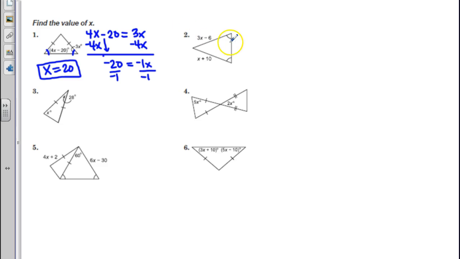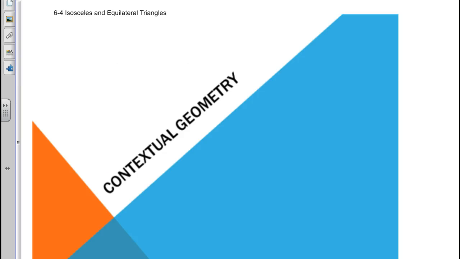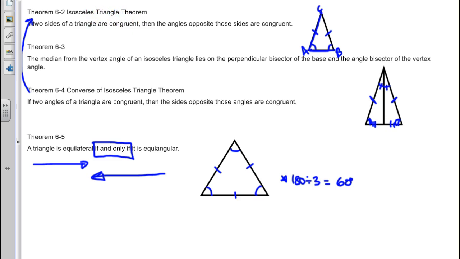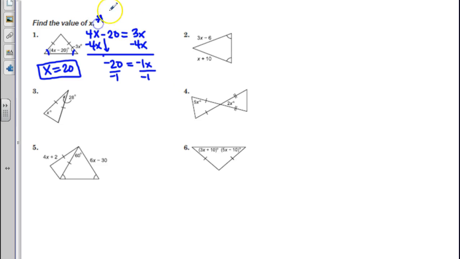All right, so let's look at number 2. By the way, this was the theorem. Let's go back. Theorem 6.2, isosceles triangle theorem. That's how we knew to use this. This is theorem 6.2. This is actually theorem 6.4. This is the converse, because we're going to start with some angles and move to the sides.